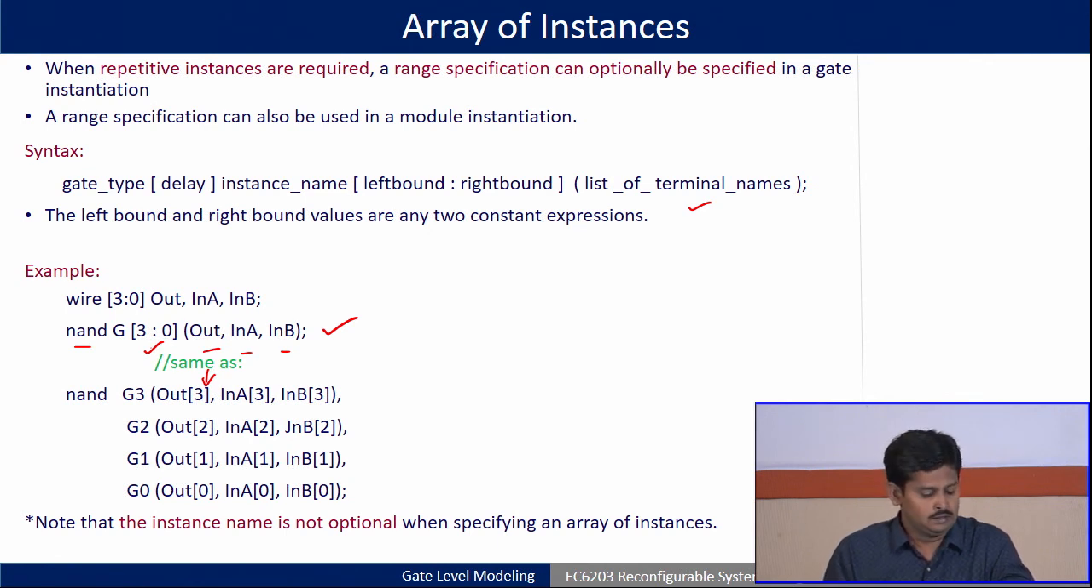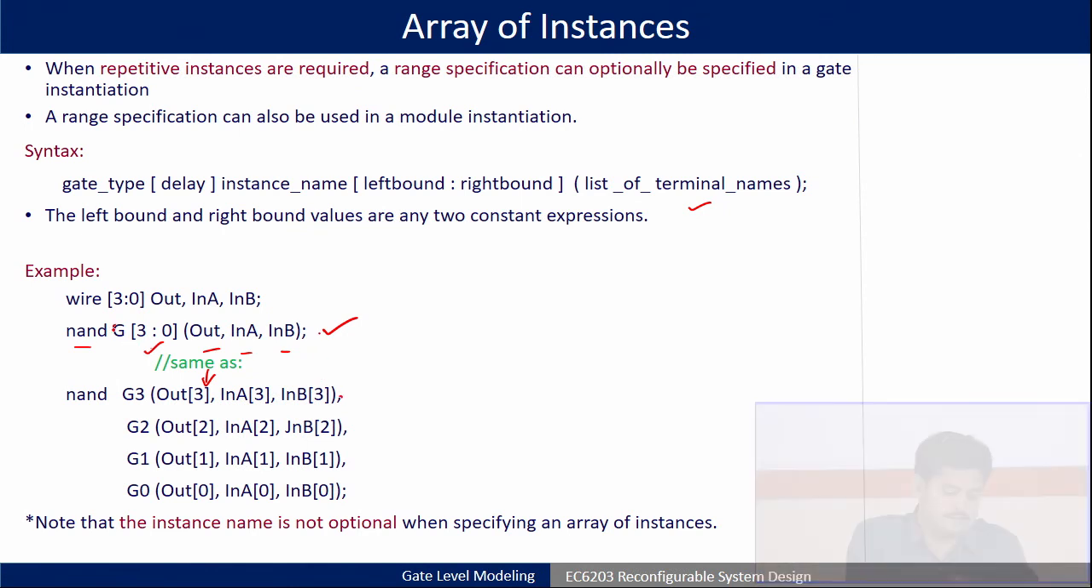Okay. So, that is why these instances are very much required, because this is equal to this. If I do not write G 3:0 here, then this will never be equal. So, that is why we have not given a square bracket here, that means instance names are not optional in this case. Okay.